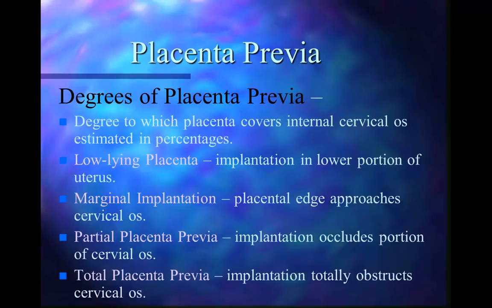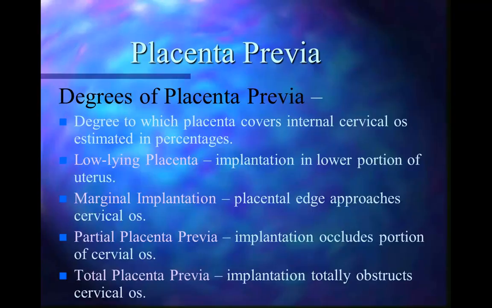The degree to which the placenta covers the internal cervical os is estimated in percentages. So when we say internal cervical os, os is opening, so the internal cervical opening. Remember the cervix is about 2 inches long and thick. So we're talking about where it opens from the uterus, not from the vagina.